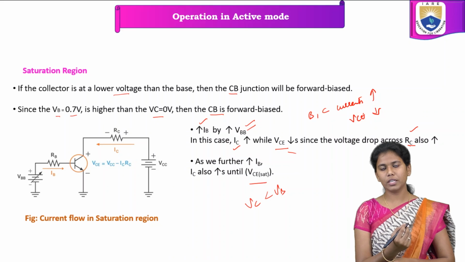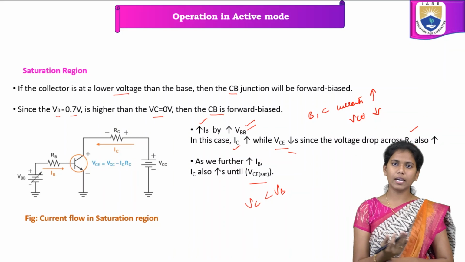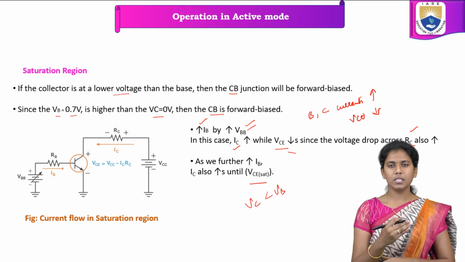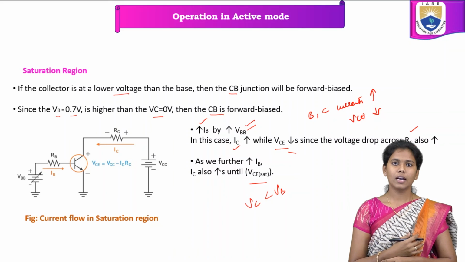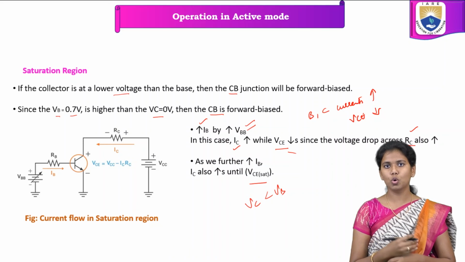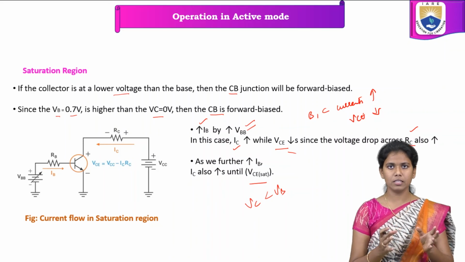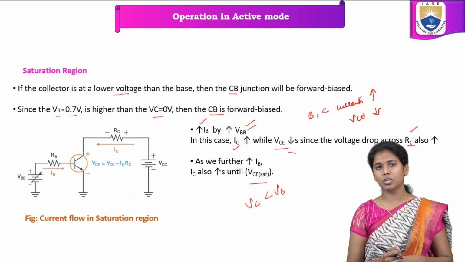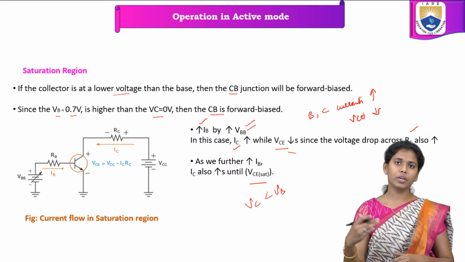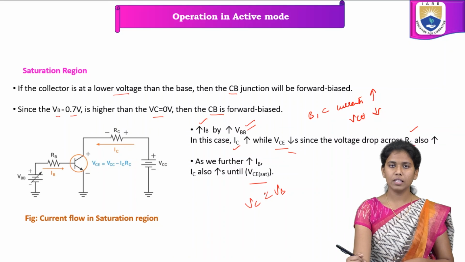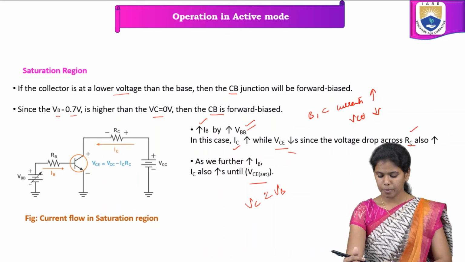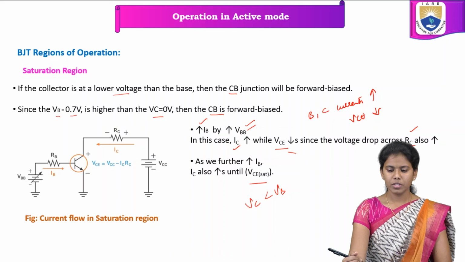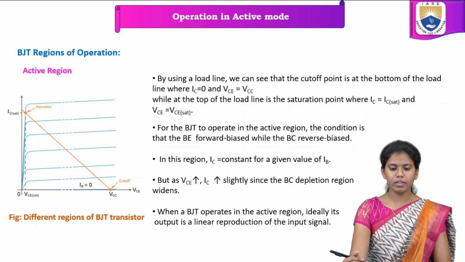Until VCE saturation, when you are still increasing the base current, we see that there is still an increase in the collector current. So when these two currents are increasing at these two terminals, we see that there is a saturation level. The voltage can reach up to a saturation called VCE saturation, and this is the active region.